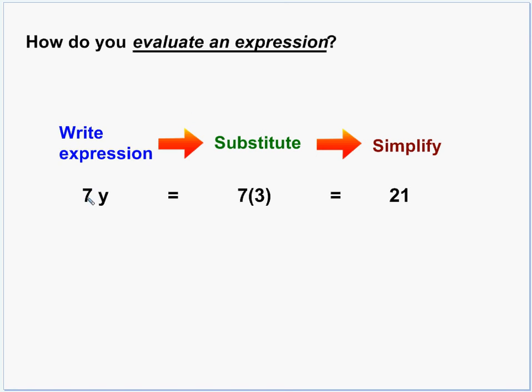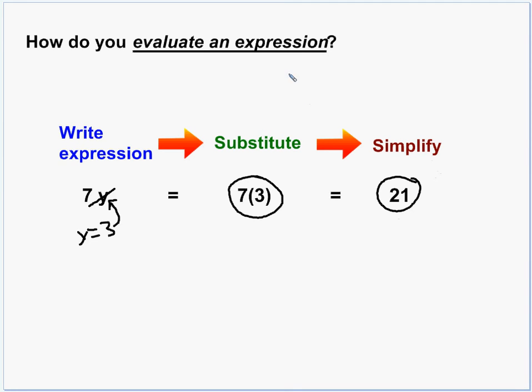So if our expression is 7 times y, and y equals 3, let's substitute and see what we get. So that means that y is going on vacation. He needs someone to fill in. Well, 3 can fill in. So we substitute, and we're going to end up with 7 times 3. Simplify that. 7 times 3 is 21.